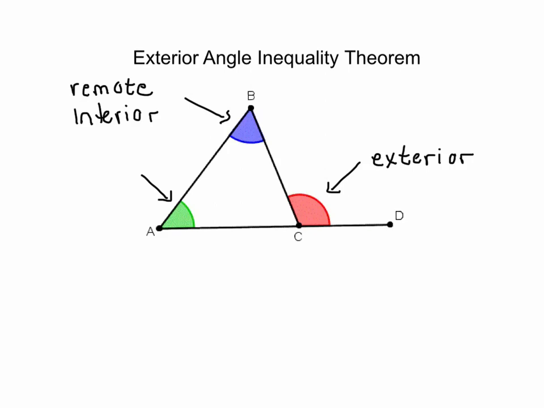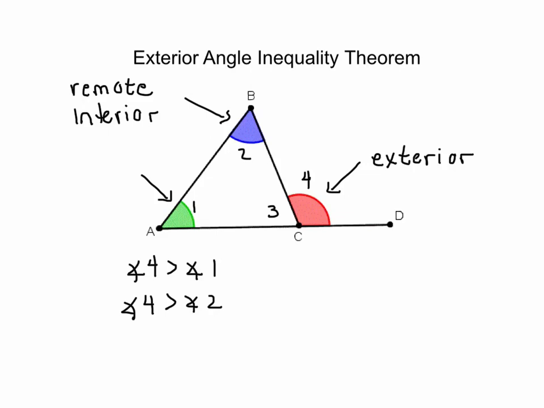What this theorem says is that, here I'm going to number the angles from 1 to 4, just so we can talk about them more easily. Angle 4 is bigger than angle 1, and angle 4 is also bigger than angle 2. And here's why.